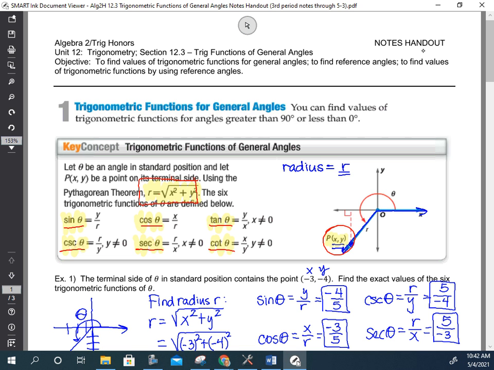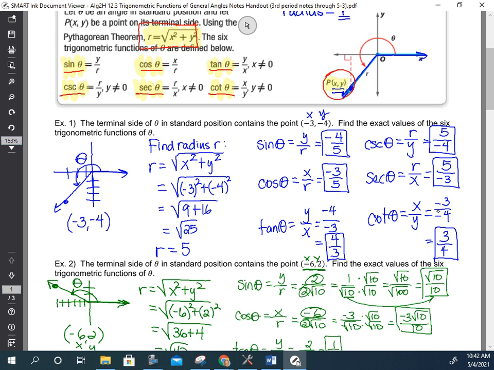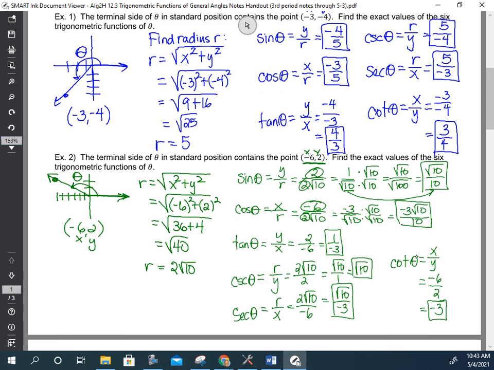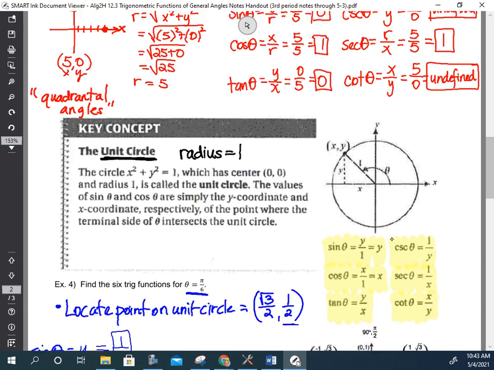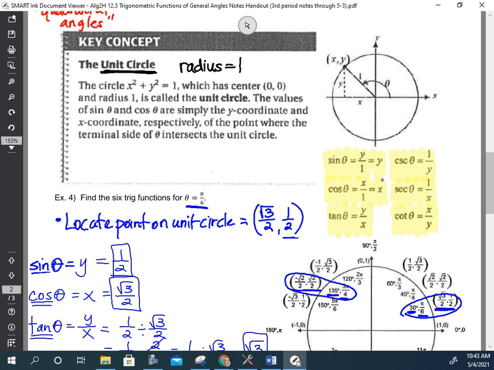So we did 3 examples of that yesterday, simply taking a point, finding the radius, and then using the radius and that point to find the trig functions. So 3 essentially garden variety examples of that before we transition to the unit circle.